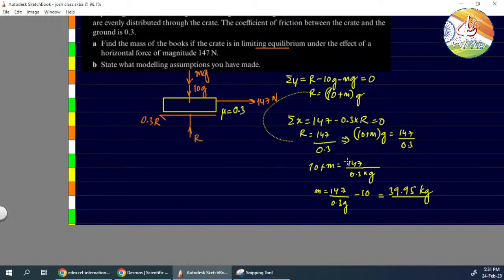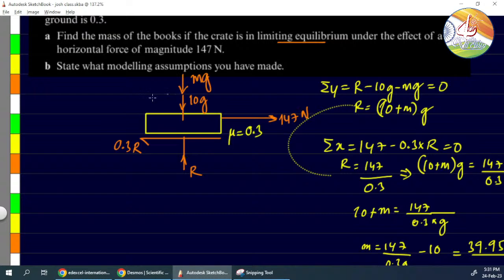So the first part is clear. Now, state what modeling assumptions you have made. He is already telling us it is stationary. The normal reaction is normal to the surface. That is one assumption we made. And the other assumption is the friction law, mu times R, which is limiting friction. That is another assumption we made.